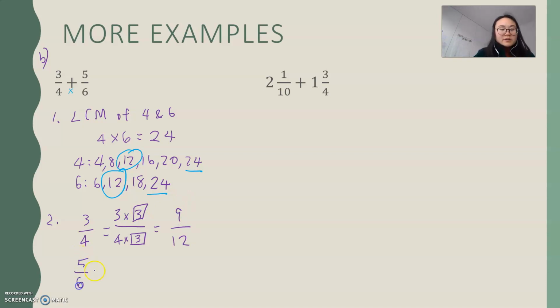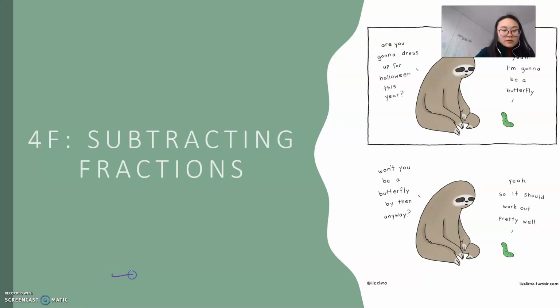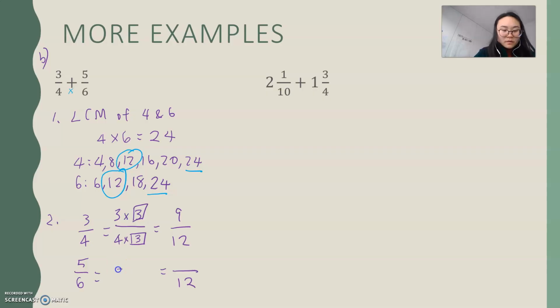5 over 6, I'm going to do the same thing for the other fraction. I want to write it as something over 12. Okay, to do this, 6 times something gives you 12. So 12 divided by 6 is 2. Whatever you do to the bottom, you must do to the top. So 5 times 2 is 10. So I've got my two fractions now. They're both written as something over 12.